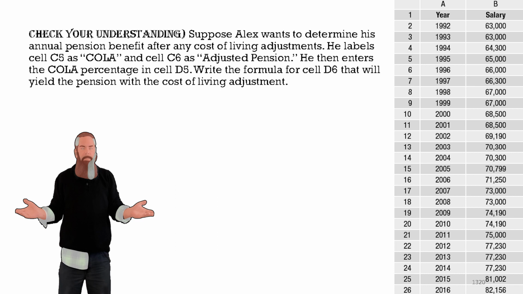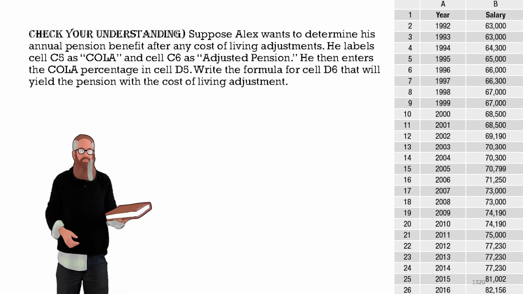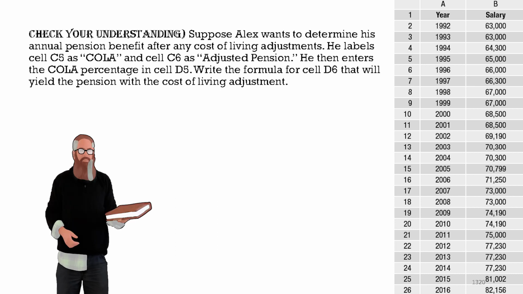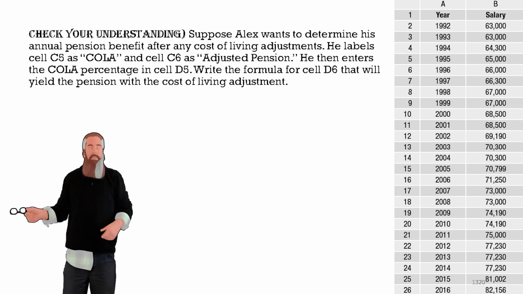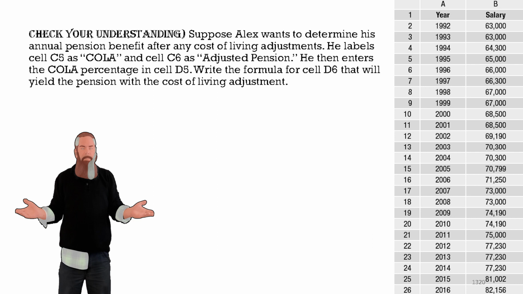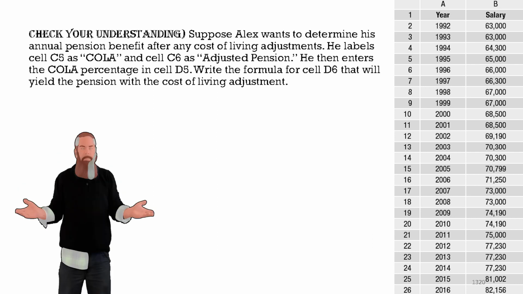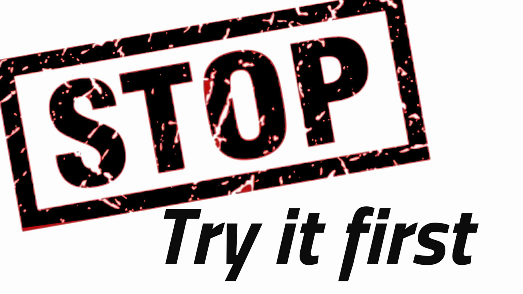Let's check our understanding of this, and suppose Alex wants to determine his annual pension benefit after any cost of living adjustment. He labels cell C5 as COLA and cell C6 as adjusted pension. He then enters the COLA percentage into cell D5, writes a formula for cell D6, and what will yield the pension with the cost of living adjustment.